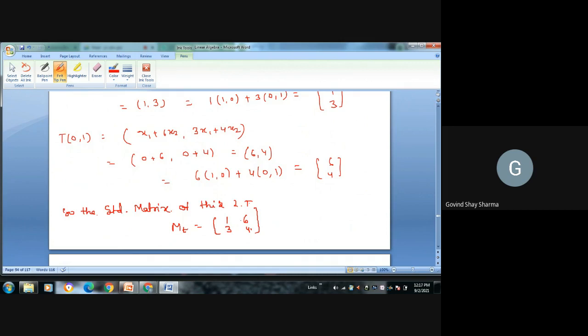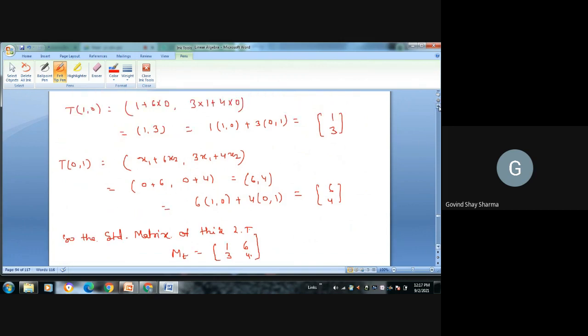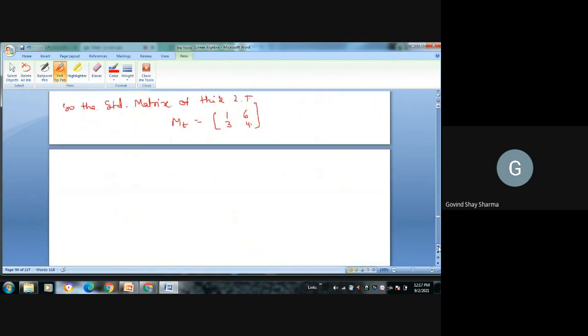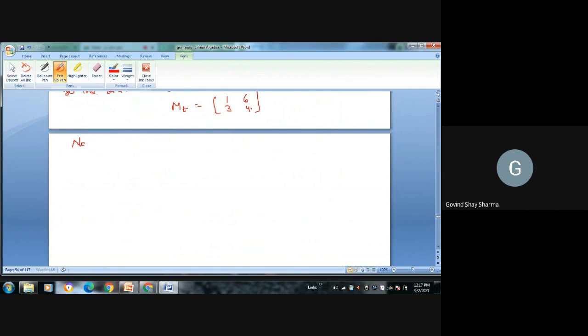Now we write down the matrix with respect to the given basis. The given basis is (2, -1) and (1, 1).